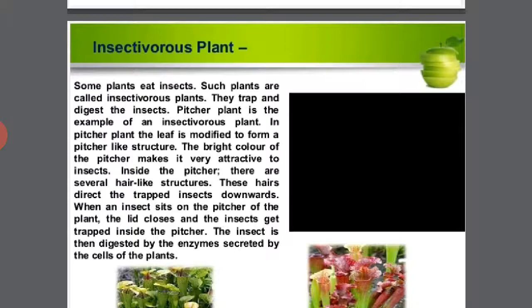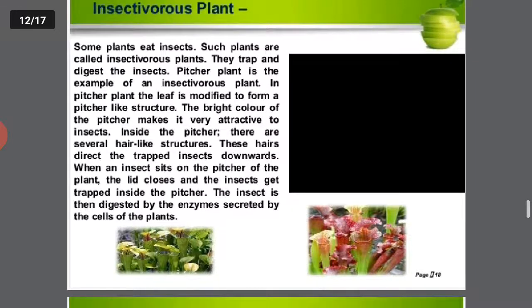Inside the pitcher, there are several hair-like structures. These hairs direct the trapped insects downward. When an insect sits on the pitcher of the plant, the lid closes and the insect gets trapped inside the pitcher. The insect is then digested by the enzymes secreted by the cells of the plant. You can see in the diagram how in a pitcher plant the lid is open, and when an insect falls or sits on this plant, it closes automatically and the insect is digested by the enzymes released by the cells of the plant.